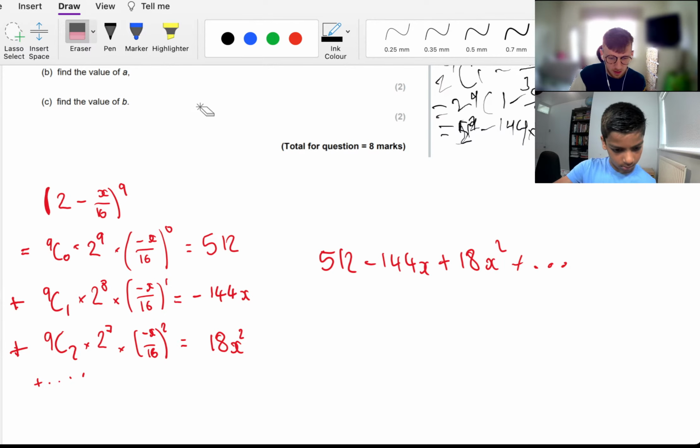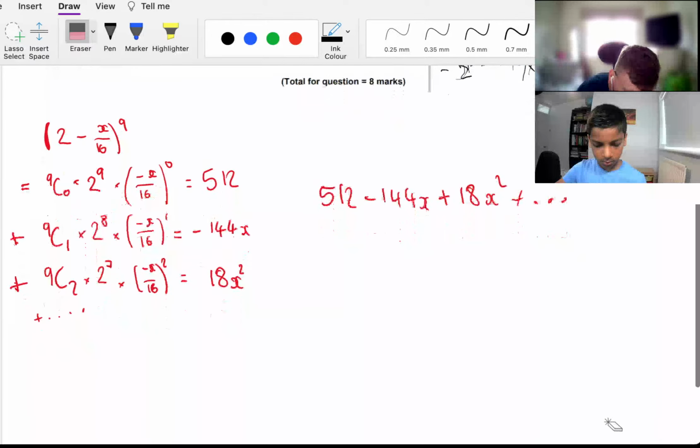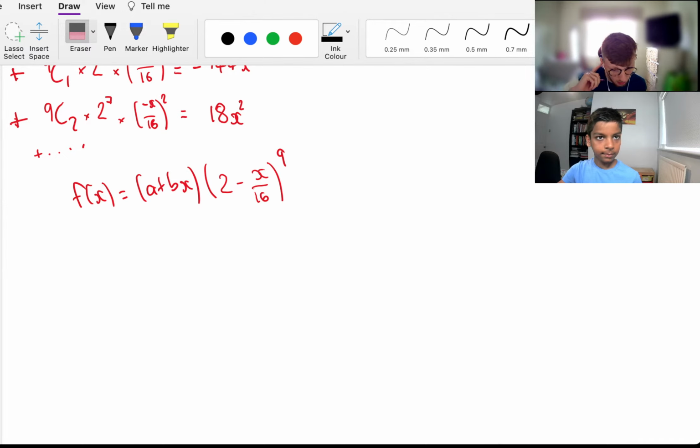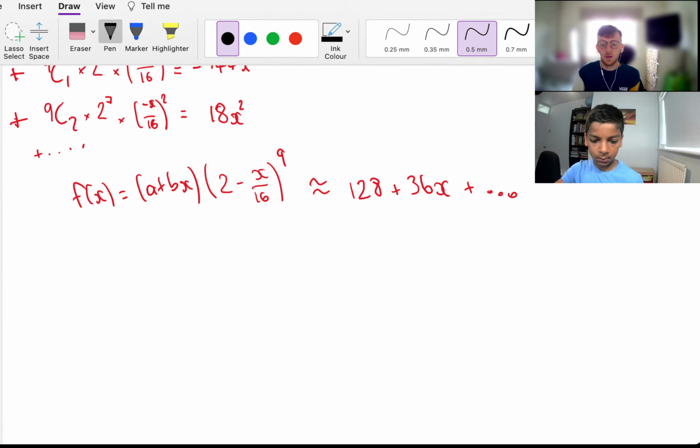Okay. So then the next part of the question says that f of x is a plus bx. So I'll write it down so we can see: f of x equals a plus bx times 2 minus x over 16 to the 9. A and b are constants, given the first 2 terms in ascending powers of x in the series expansion are 128 plus 36x plus dot dot dot. We want to find the value of a and the value of b.